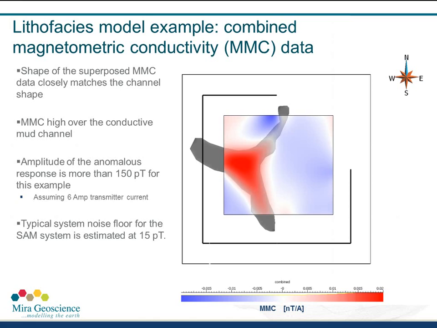The anomalous response is actually 150 picoteslas, you can see. And this is assuming a fairly modest injection current amplitude. And with the noise levels at 15 picoteslas, you can see this is readily detected by the system.